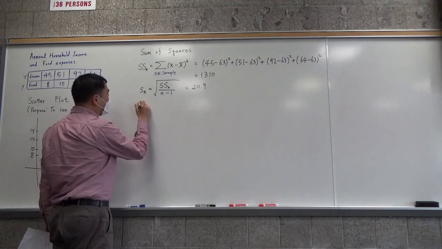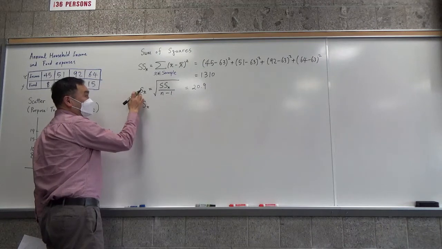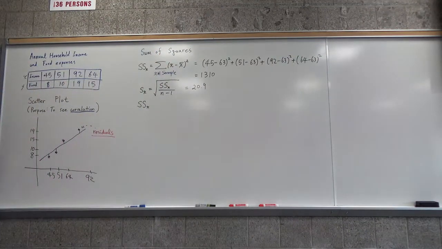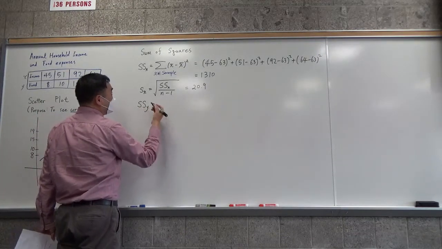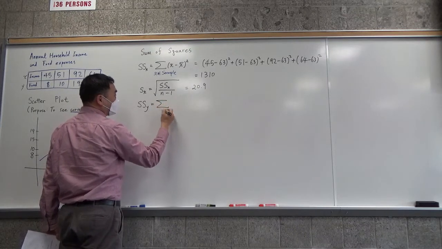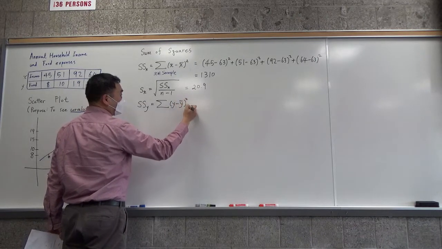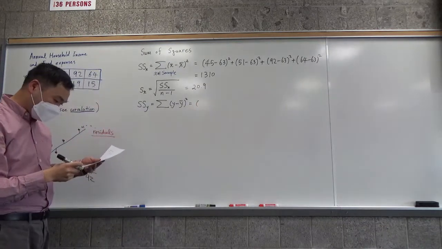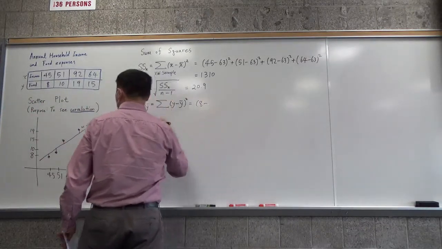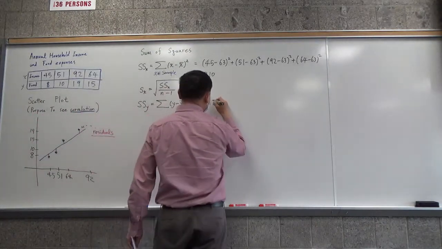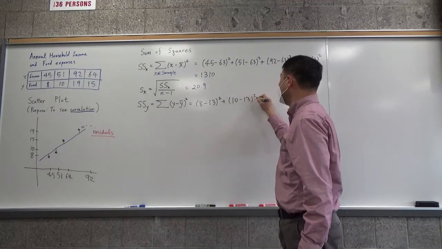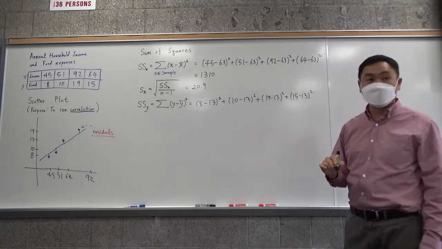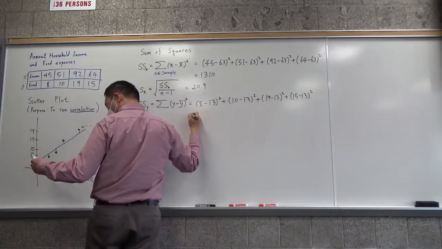Now, you can do the same thing for SSX. By the way, I meant this s to be lowercase s, whereas these two S's are capital. Usually for sum of squares, you put both S's as capital. Oh, not X, SSY. So you can do the same thing for SSY, which is y minus y bar squared. The average of these values comes out to be 13. So you just take this, just like that, and the result would be 74.